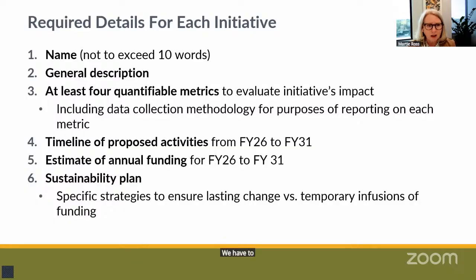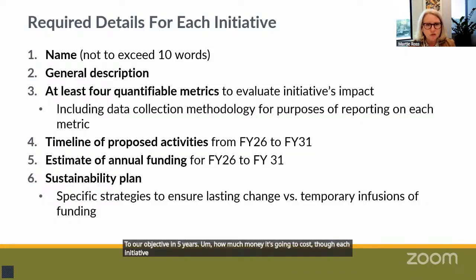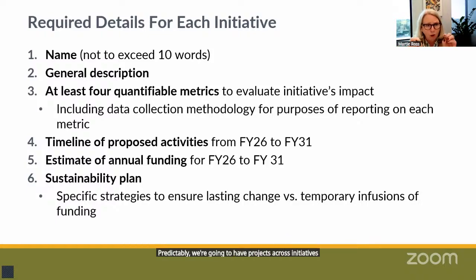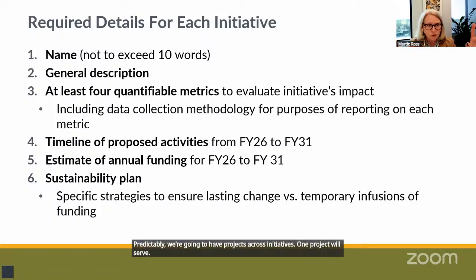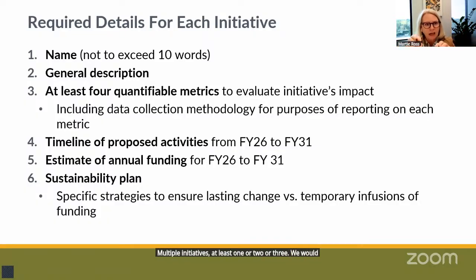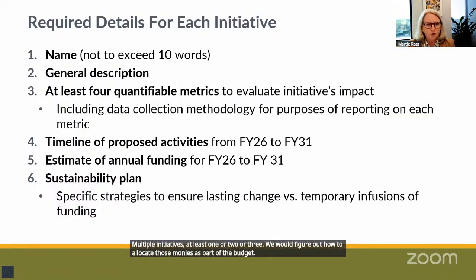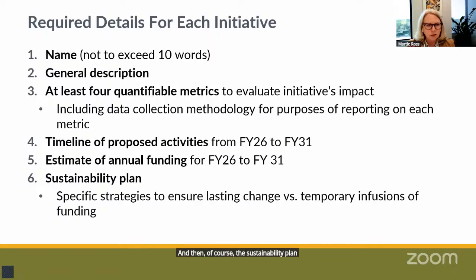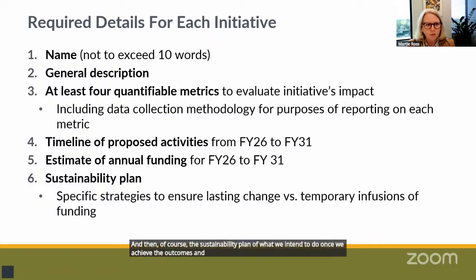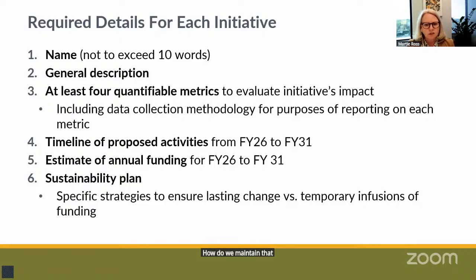We have to provide a timeline for proposed activities. So it's a work plan, the detailed work plan of how we're going to get to our objective in 5 years. How much money it's going to cost. So each initiative has to carry its own separate budget, though predictably, we're going to have projects that cross initiatives. That one project will serve multiple initiatives, at least 1 or 2 or 3. We would figure out how to allocate those monies as part of the budget. And then, of course, the sustainability plan of what we intend to do once we achieve the outcomes and objectives. How do we maintain that going forward? So this is the work to be done in our period of time together, as again, we collaborate together to build these initiatives.